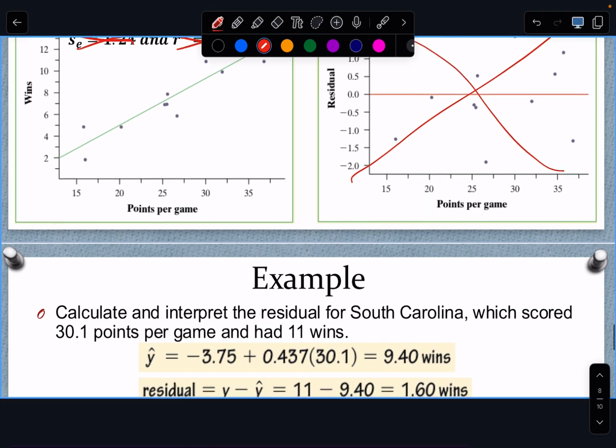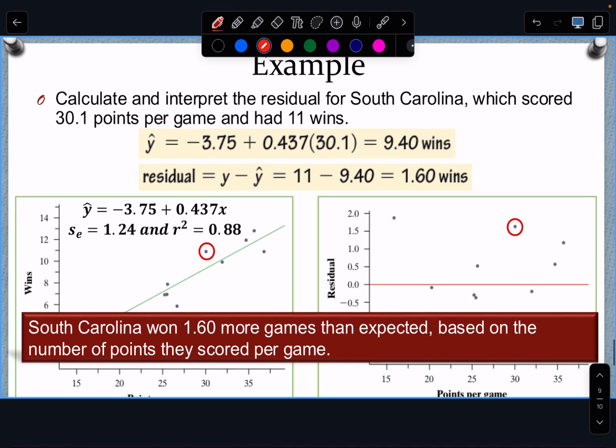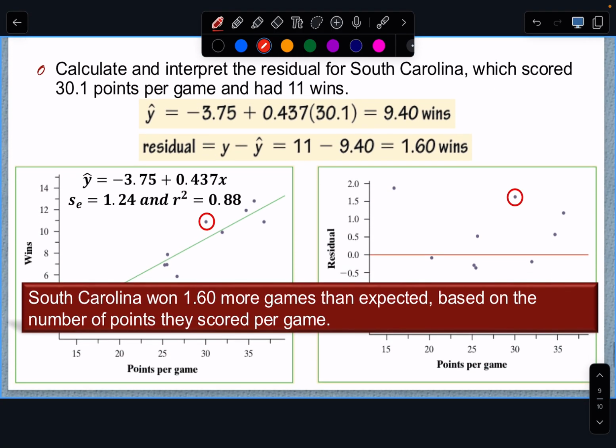With this then, we can also look at residuals. So it says calculate and interpret the residual for South Carolina. They scored 30.1 points per game. They had 11 wins on the season. So they highlighted that point on the graph here. So this would be South Carolina's results. When we use the line to predict how many games they should have won, we plug the 30.1 points per game in for x. We find that the predicted number of wins was 9.4 wins.